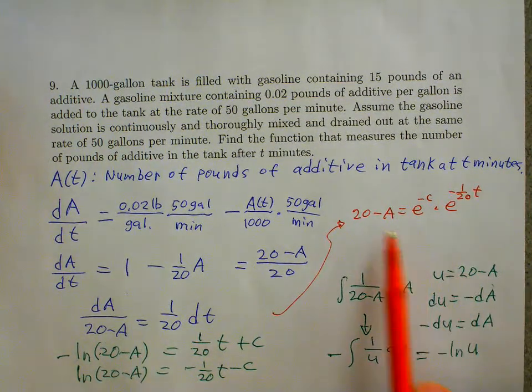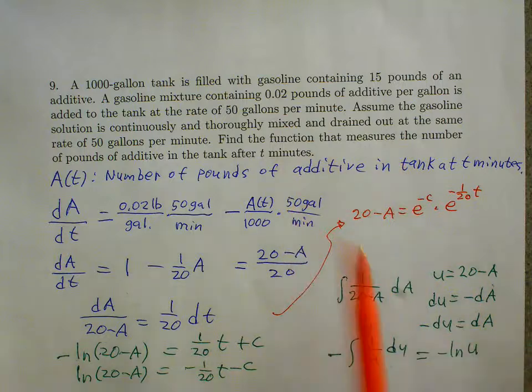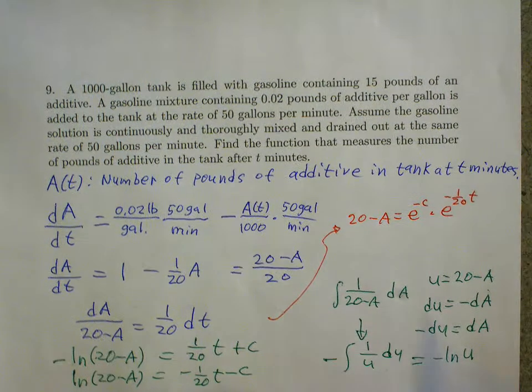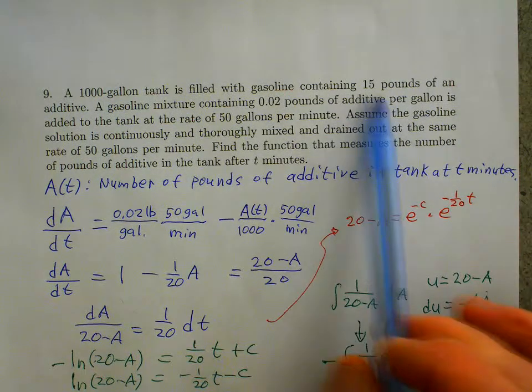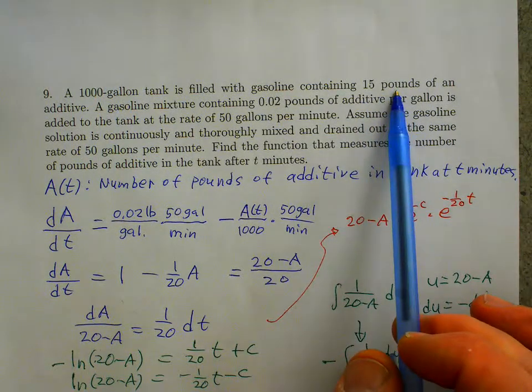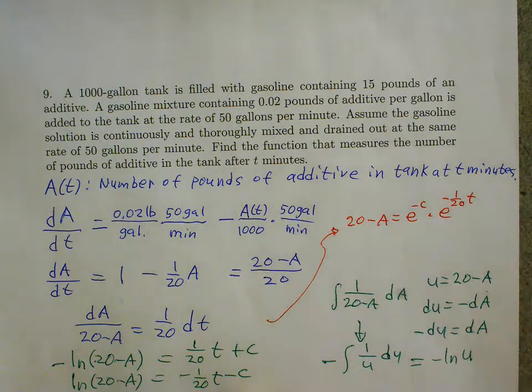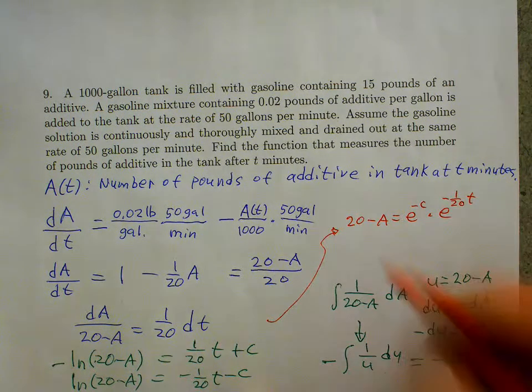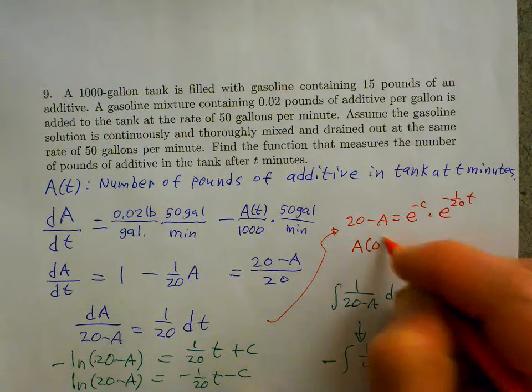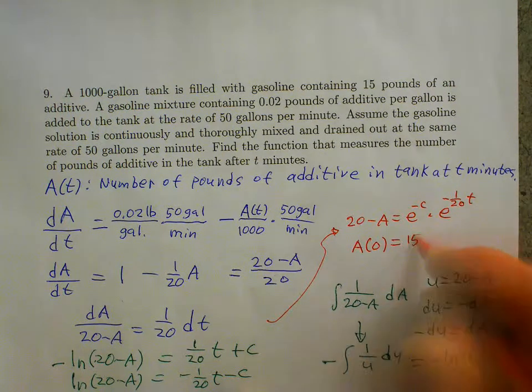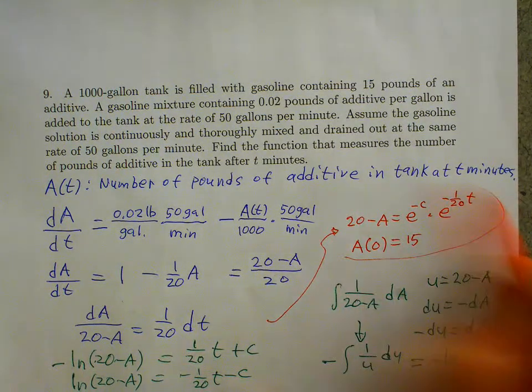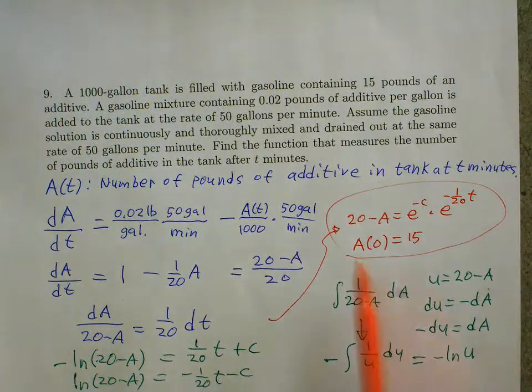So solve for A, then use the initial value. The initial number of pounds in the tank is 15. So the initial value is A of 0 equals 15. So there's a little bit more work there to do, but I think you can probably get that.